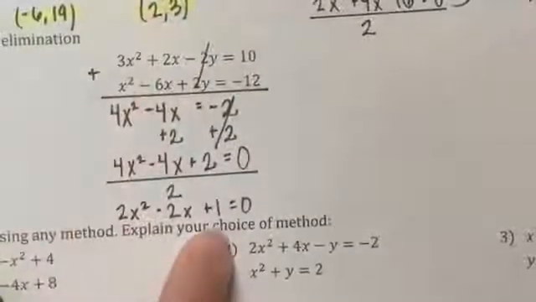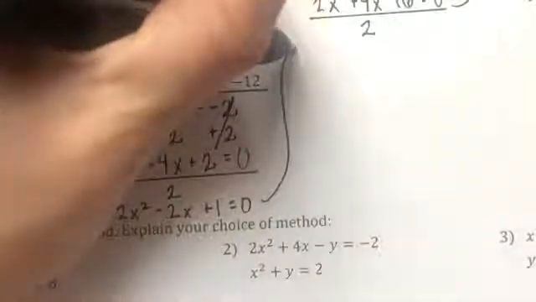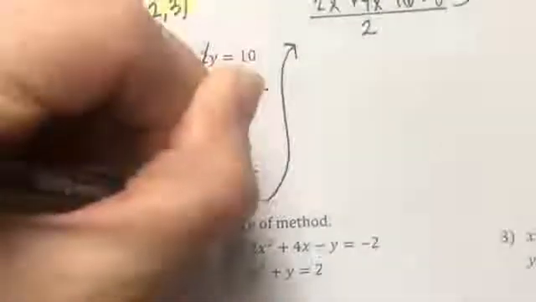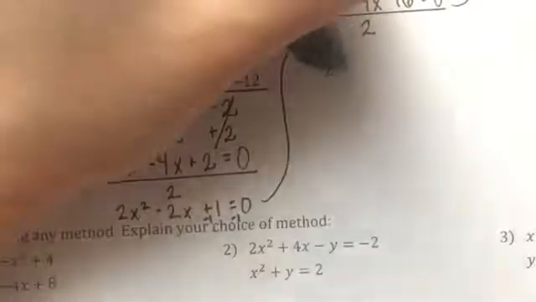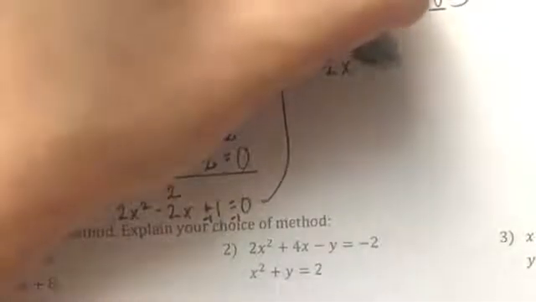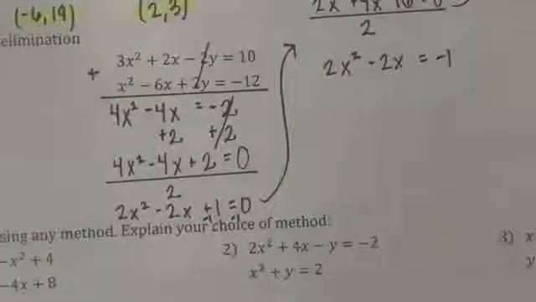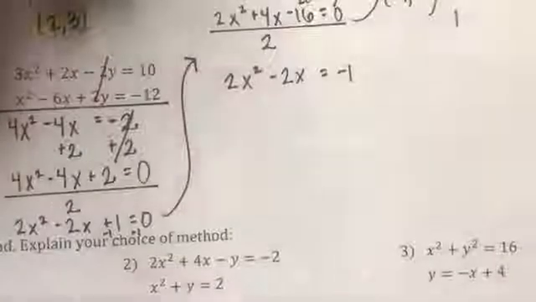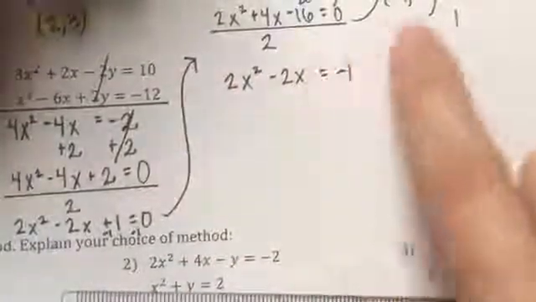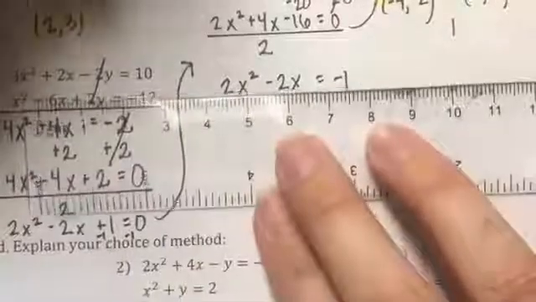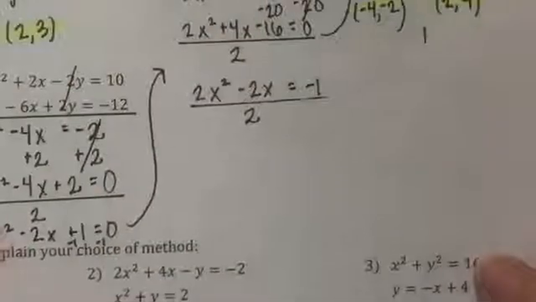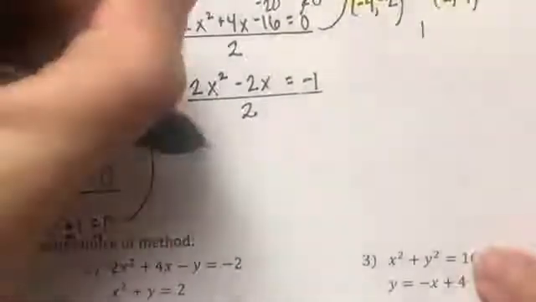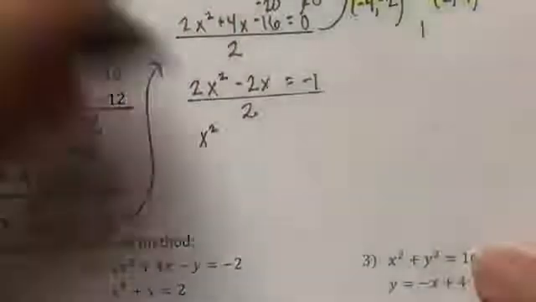So I'm actually going to subtract the 1 back over. So it's 2x squared minus 2x equals negative 1. And then I'm going to divide by a. So remember, we want a to be 1 when we're completing the square. There's a different way of doing this, and I'll show you guys in class. But the main way, and the way the textbook shows, is just by dividing by a. So 2x squared divided by 2 is x squared. And then negative 2x divided by 2 is negative x, and then negative 1 divided by 2 is negative 1/2.